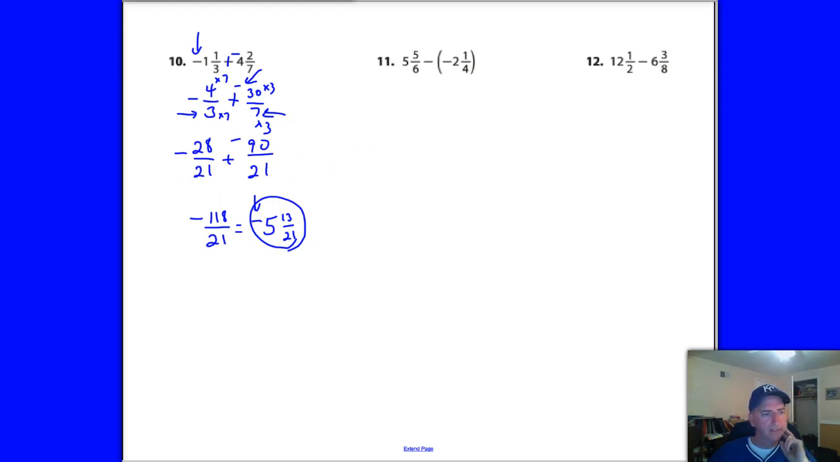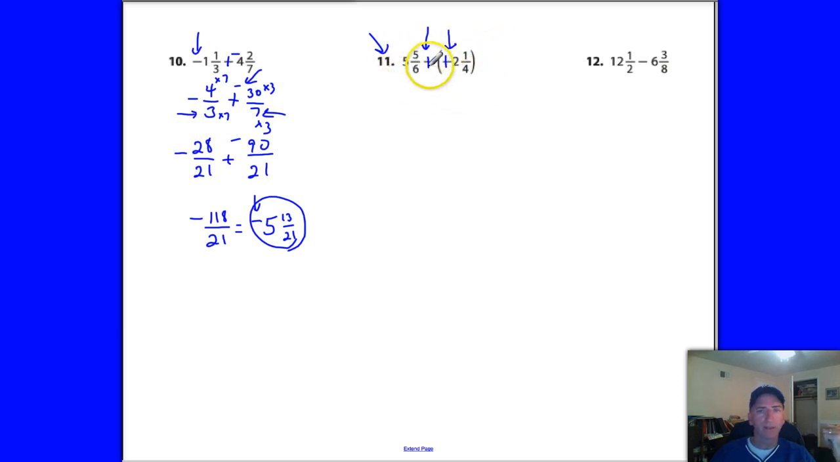Let's move on then to number 11. Here we go. Let's get it done. Number 11 says 5 5/6 minus negative 2 1/4. Now notice it says minus negative. What do you do with subtraction? Change it to addition. Yes. Boom and boom, make them both plus. It's just 5 5/6 plus 2 1/4.